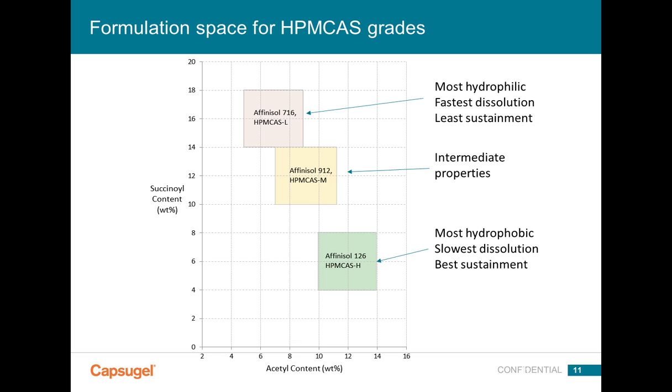So there are 3 commercially available grades of HPMCAS polymer, which have different side group substitutions that make them each perform differently. HPMCAS-L has more of the hydrophilic succinyl side groups. That gives it the fastest dissolution rate in aqueous media of these 3 grades, but the least sustaining power. HPMCAS-H has more acetyl groups and is therefore more hydrophobic. It's good for sustainment, but can have slow dissolution rate. HPMCAS-M is intermediate in its properties. And the different performance of these 3 HPMCAS grades will come into play in our first case study.